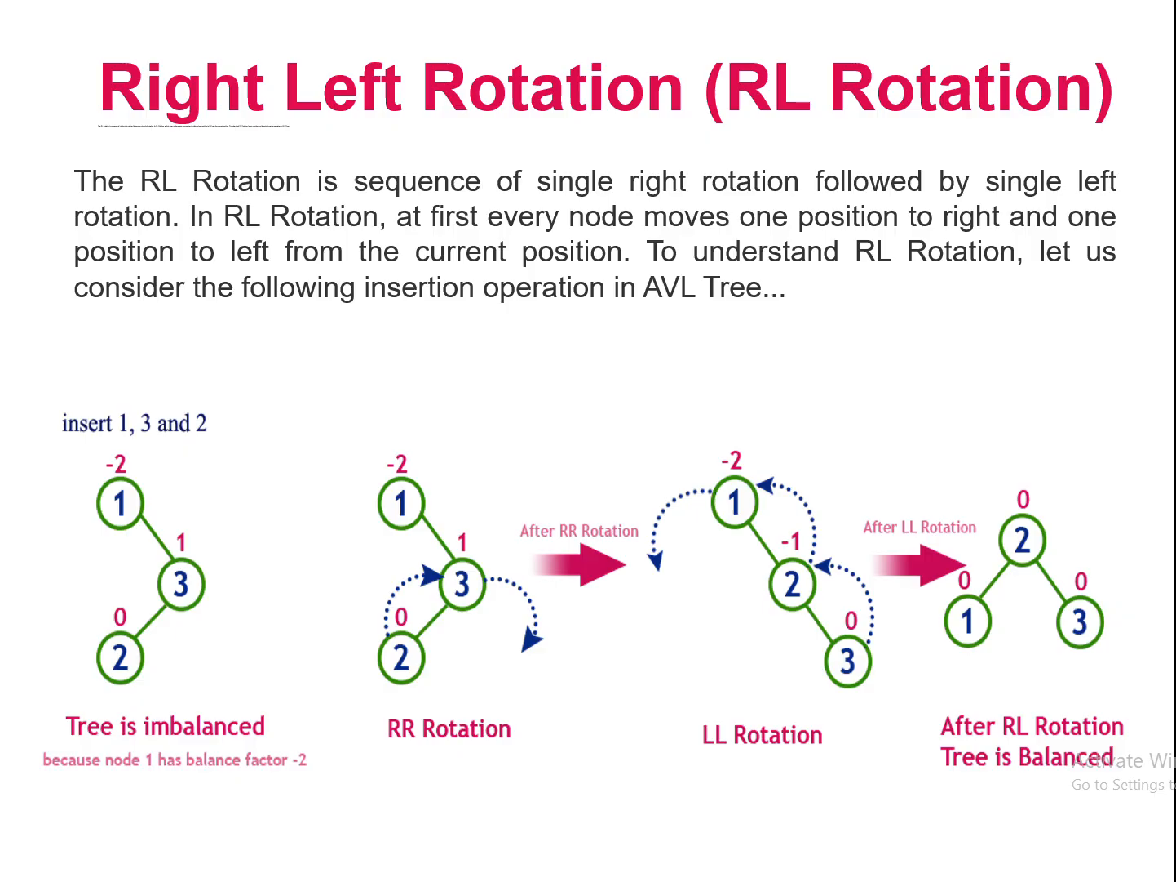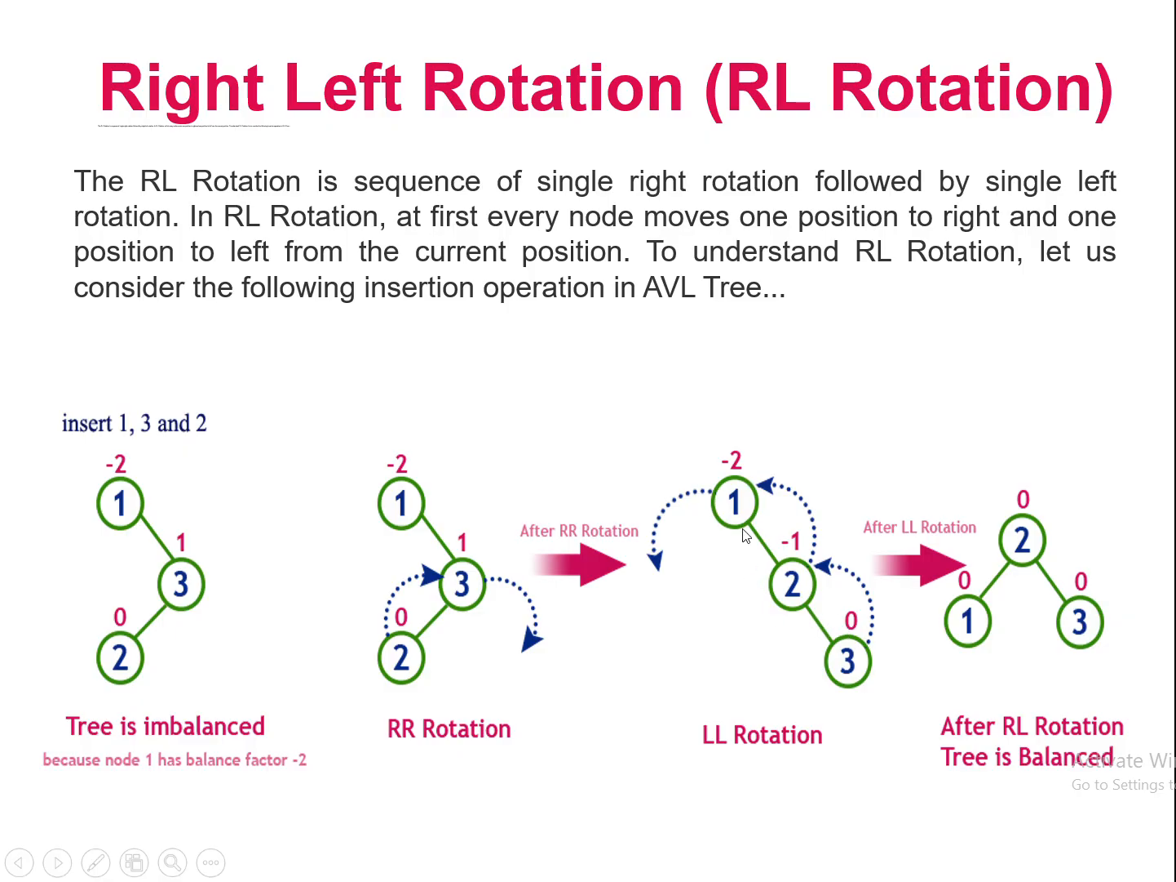After all the insertion operations, we need to check the balance factor. The balance factor must be 0, 1 or -1. After calculating the balance factors, we get: the balance factor of 1 is -2, here it is 1, here it is 0. So we apply one position to the right followed by one position to the left, and we get the tree like this.